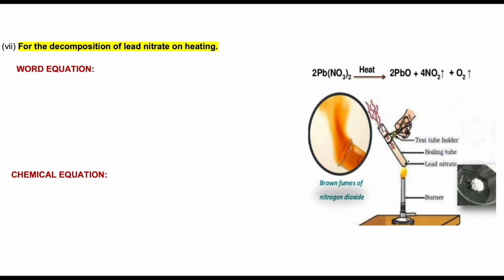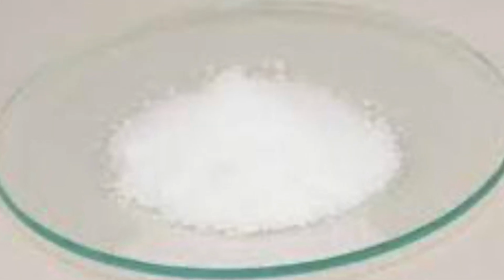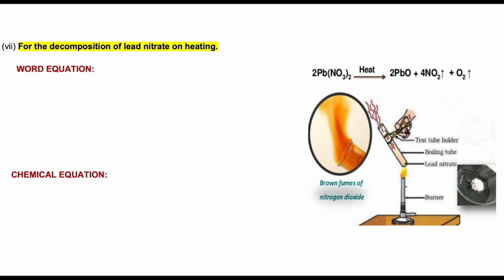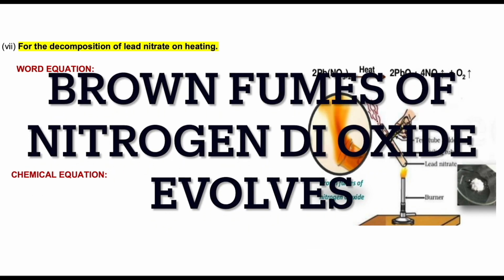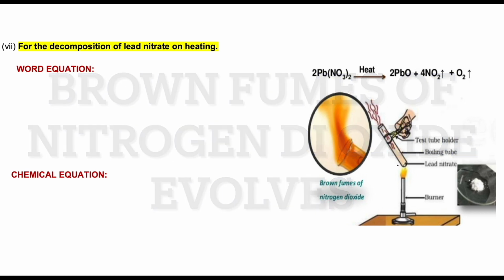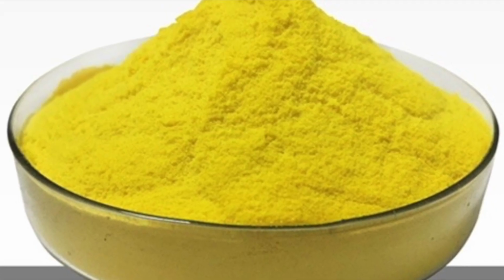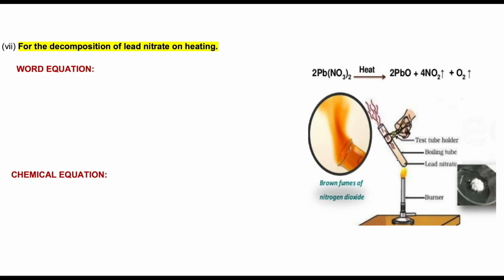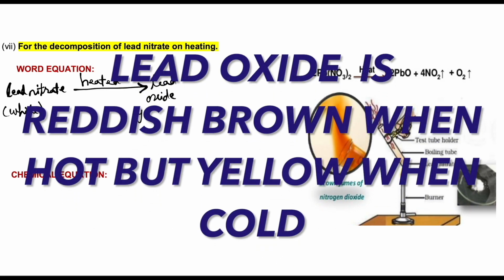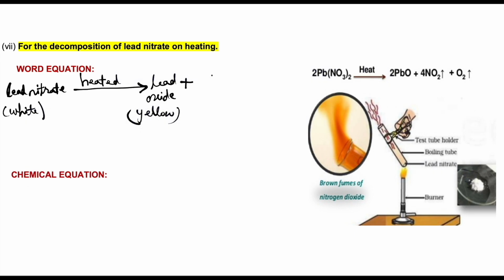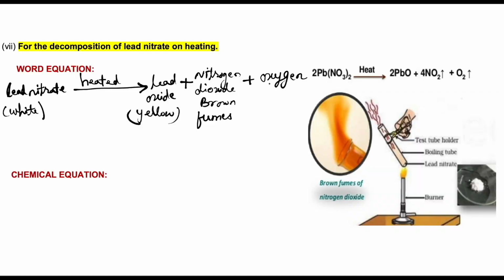In this activity, lead nitrate powder is taken in a dry test tube and it is heated over the flame. Brown fumes of nitrogen dioxide are found to evolve, and a yellow residue of lead oxide is left behind in the test tube. So, the word equation for this chemical decomposition of lead nitrate is lead nitrate. It is white in color. When it is heated, it forms lead oxide. This lead oxide is yellow in color, plus nitrogen dioxide, which is brown fumes, plus oxygen is also evolved.